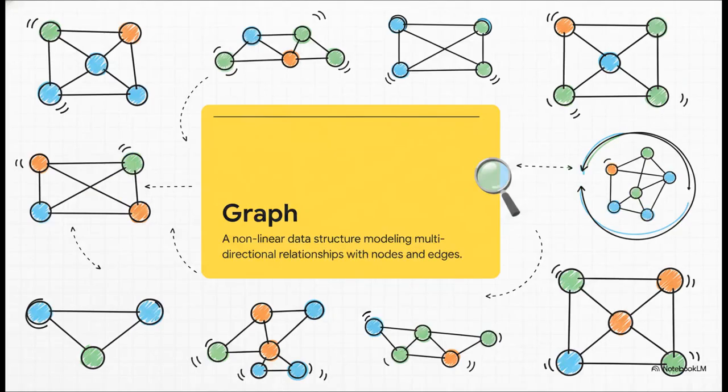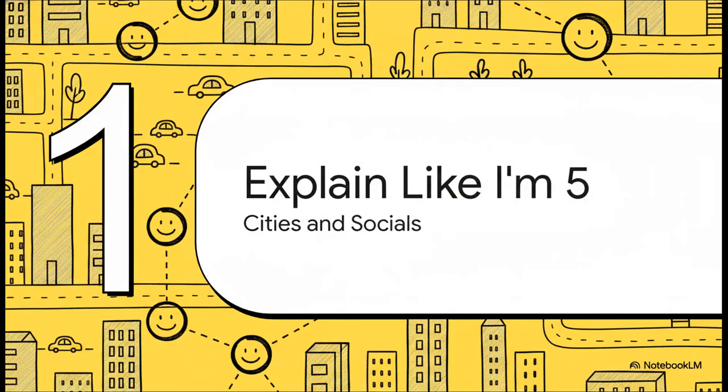Okay, let's dive right into this. In computer science, a graph is a non-linear data structure. It's essentially just a collection of nodes, which we formally call vertices, that are connected by lines called edges. Unlike simpler structures that just hold data in a straight, predictable line, graphs exist specifically to model multi-directional, messy, real-world relationships.